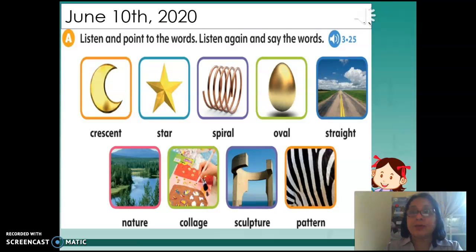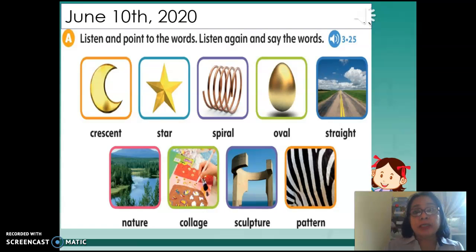Crescent, repeat please. Star, spiral, oval, straight, nature, collage, sculpture, pattern.